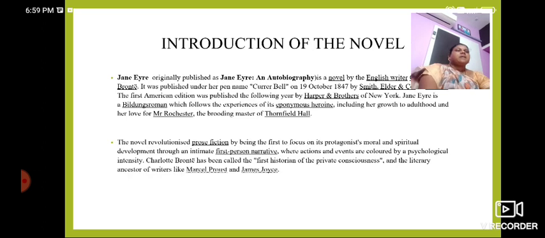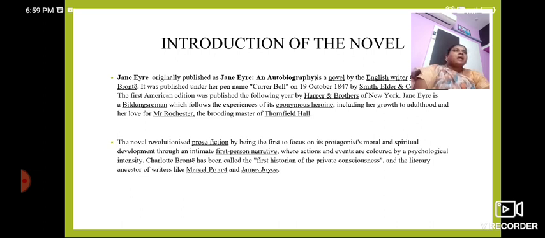Let us see the introduction of the novel. Jane Eyre, originally published as Jane Eyre: An Autobiography, is a novel by English writer Charlotte Bronte. It was published under her pen name Currer Bell on 19th October 1847 by Smith, Elder and Co. of London. The first American edition was published the following year by Harper and Brothers of New York.